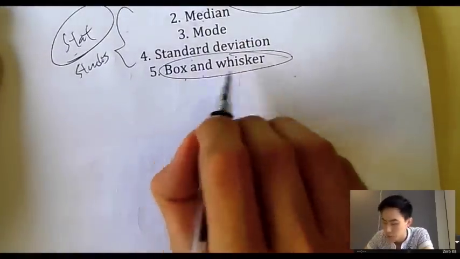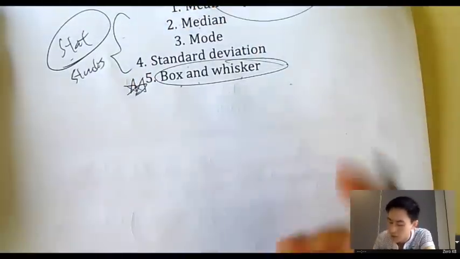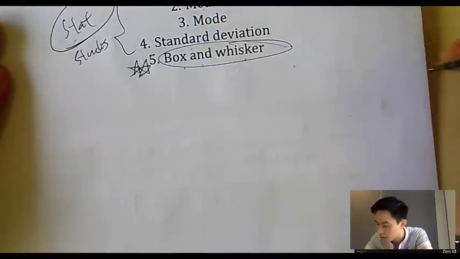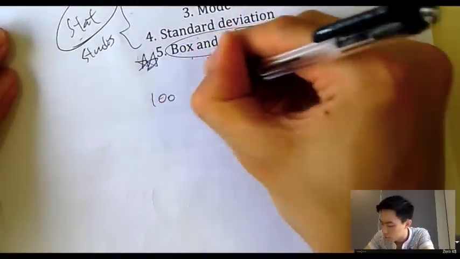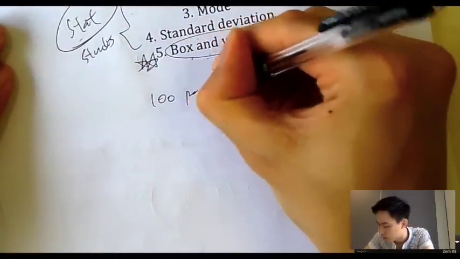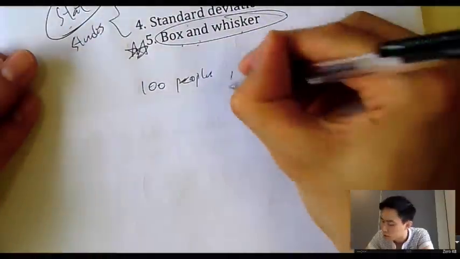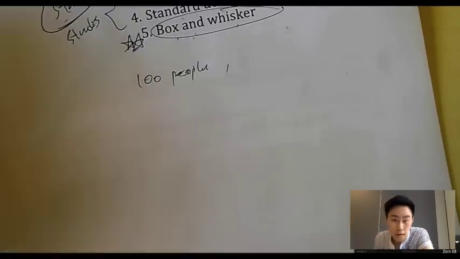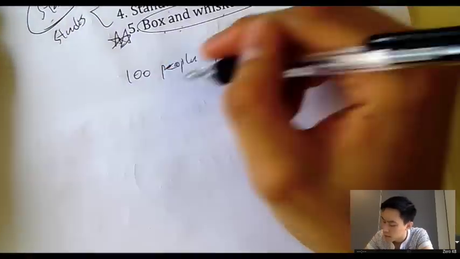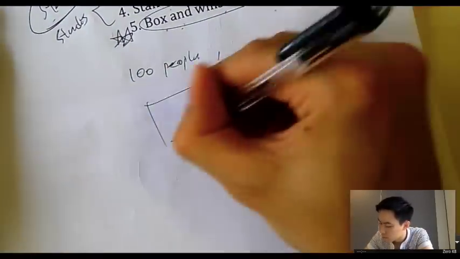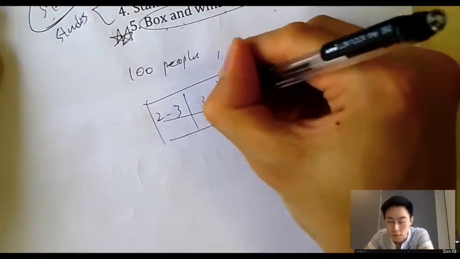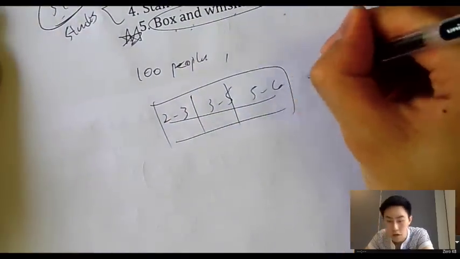Box and whisker is a must question type in your coming exam, because this is very, very important. But what does box and whisker mean? Basically, if you have 100 people being interviewed, and you ask them how many cups of coffee they drink in 1 week, some people may say 2 to 3 coffees, and then 3 to 5 coffees, and then 5 to 6 coffees, something like that.